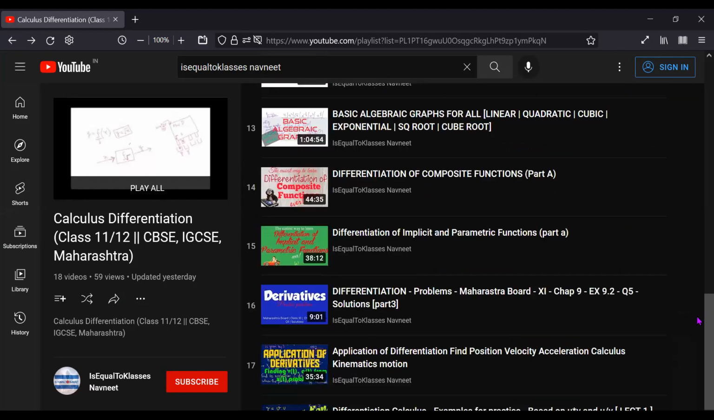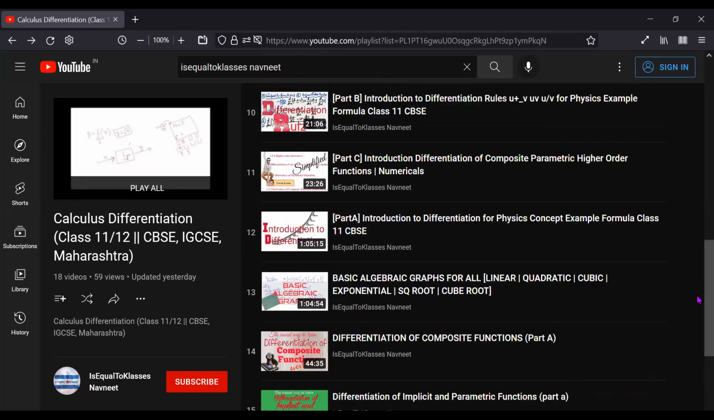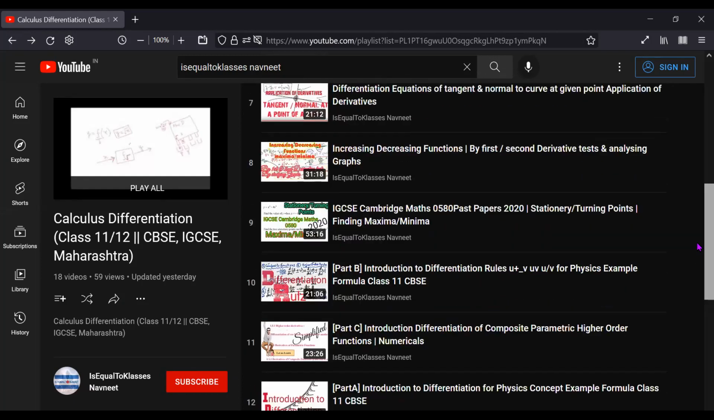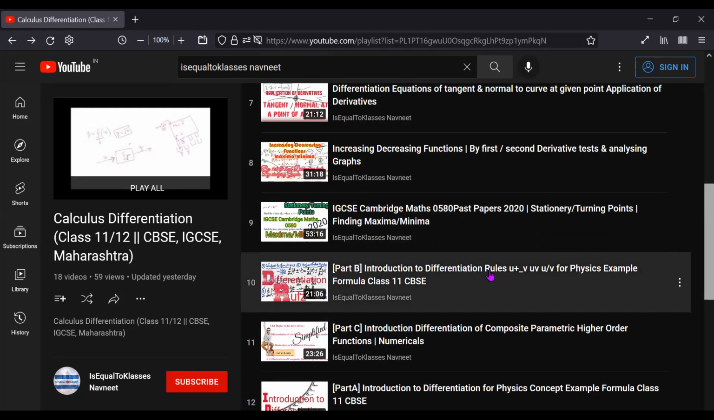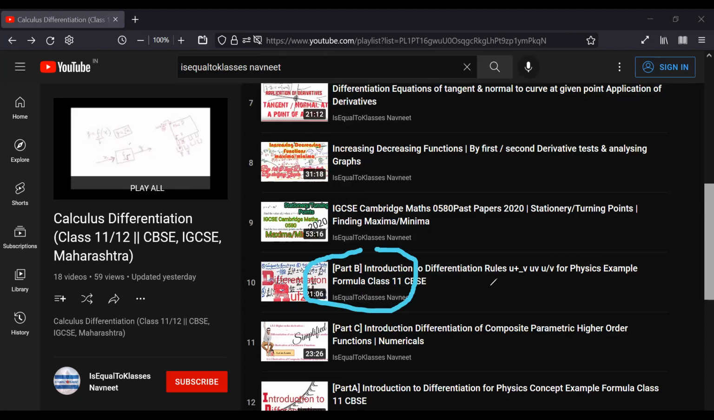And see, if you directly want to jump on the numericals, you can look at this differentiation calculation examples for practice. But if you want to have a general introduction again, then you can look at this. This is what I had recommended to you, this part B, introduction. But this will more or less cover the questions that I'm discussing right now. Avantika, is it making sense?